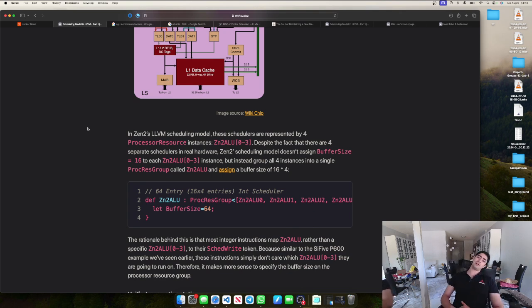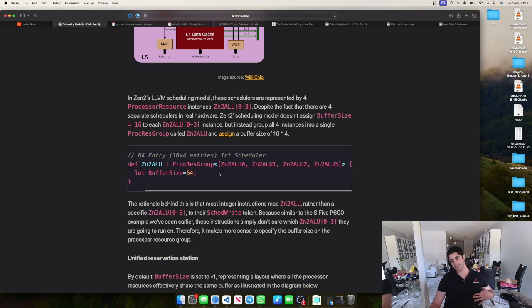In Zen2's LLVM scheduling model, these schedulers are represented by 4 processor resource instances: Zen2 ALU0, 1, 2, 3. Despite the fact that there are 4 separate schedulers in real hardware, the Zen2 scheduling model doesn't assign a buffer size of 16 to each Zen2 ALU instance, but instead groups all 4 instances into a single processor resource group called Zen2 ALU and assigns a buffer size of 16 times 4. So define Zen2 ALU, let buffer size be 64. Your processor resource group is Zen2 ALU0, Zen2 ALU1, and so on.